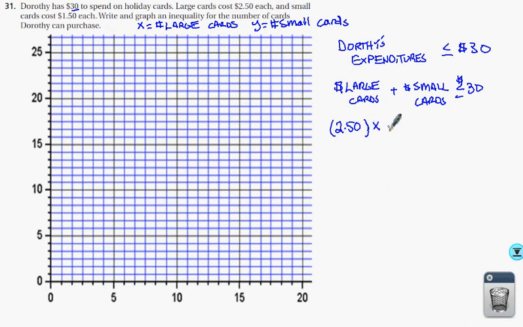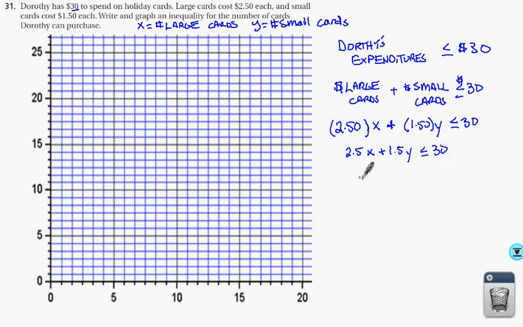So 2.50X. Using that same line of logic, we would say that the amount spent on small cards could be written as $1.50 times Y. And again, the sum or the addition of these two amounts has to be less than or equal to 30. So there it is. We have 2.5x plus 1.5y less than or equal to 30.